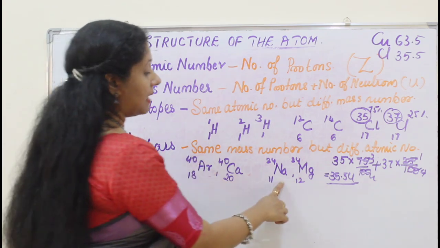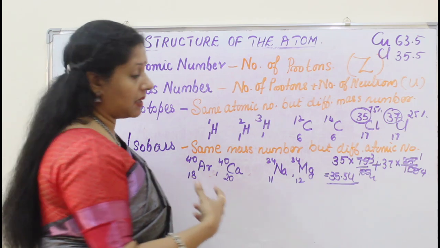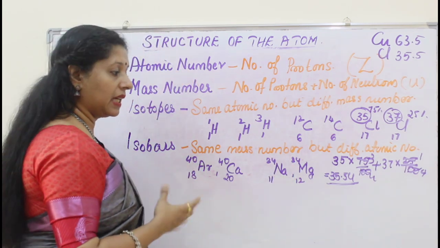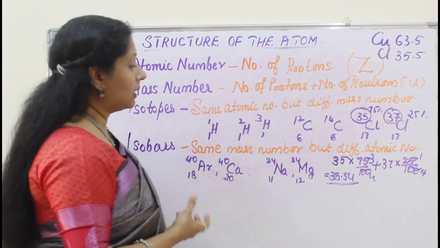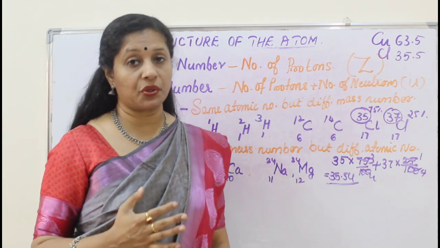Understood? The same way, radioactive sodium has a mass number of 24. Normal magnesium also has 24. So they are also isobars. So that's the concept of isobars. So these are the main things you should remember.